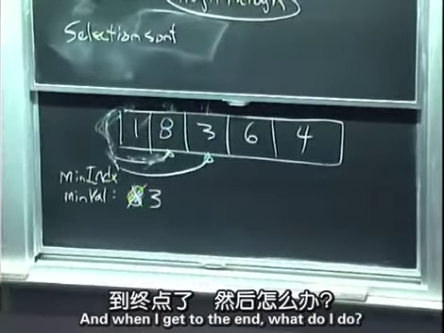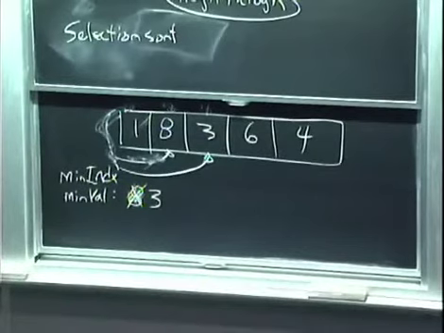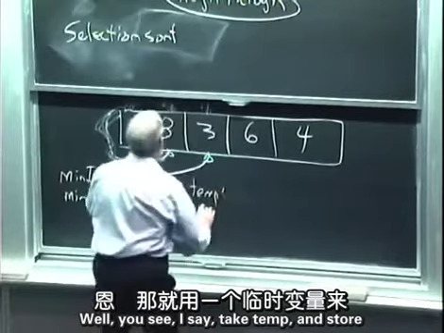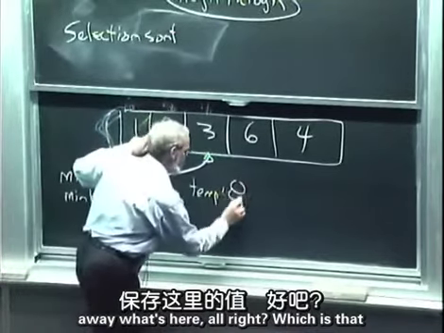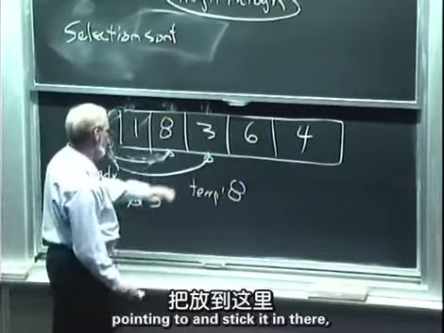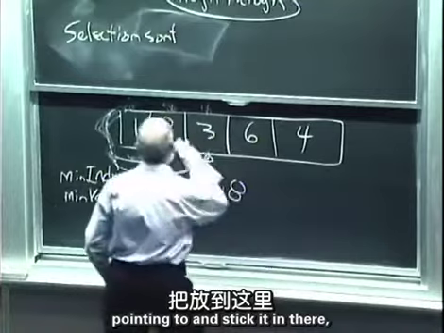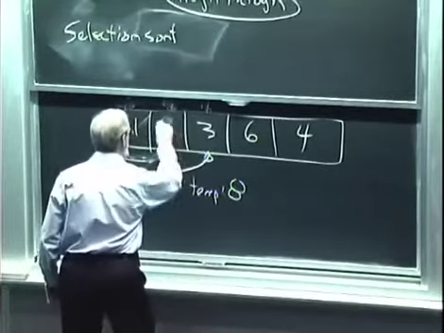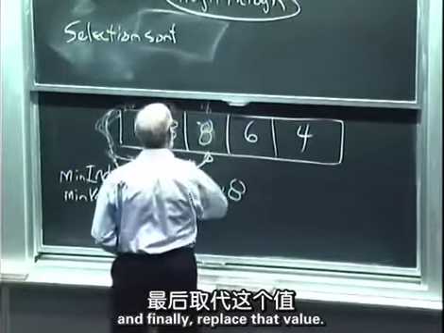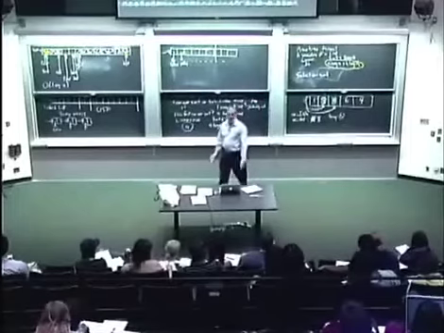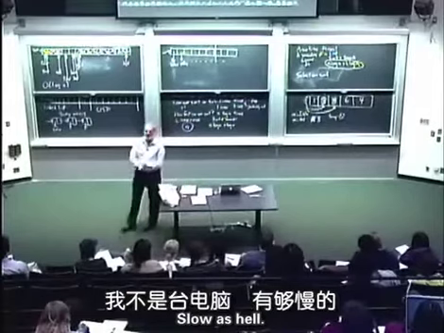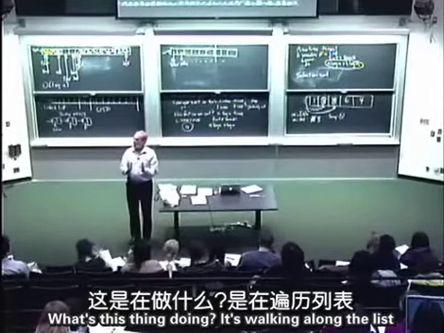And when I get to the end, what do I do? Well, you see, I say take temp and store away what's here, which is that value, and then take what min index is pointing to and stick it in there. Finally, replace that value. Okay. Aren't you glad I'm not a computer? Slow as hell.